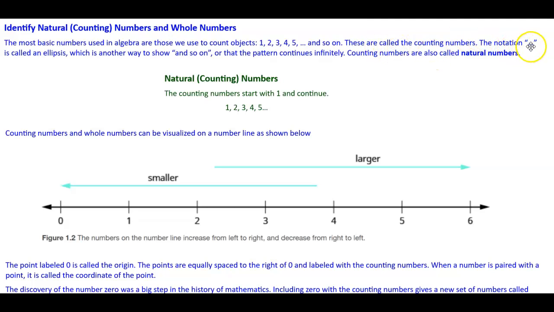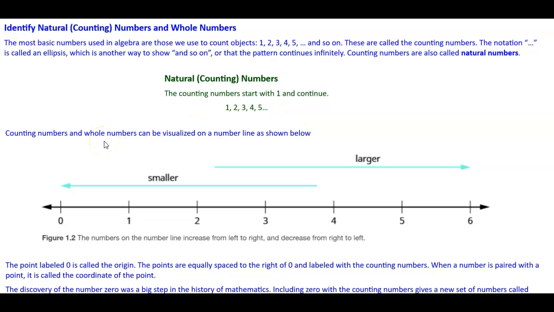Now the notation "..." is called an ellipsis, which is another way to show "and so on," or that the pattern continues infinitely. Counting numbers are also called natural numbers. The definition of natural or counting numbers is the following: the counting numbers start with 1 and then continue. So for example, 1, 2, 3, 4, 5, and so on.